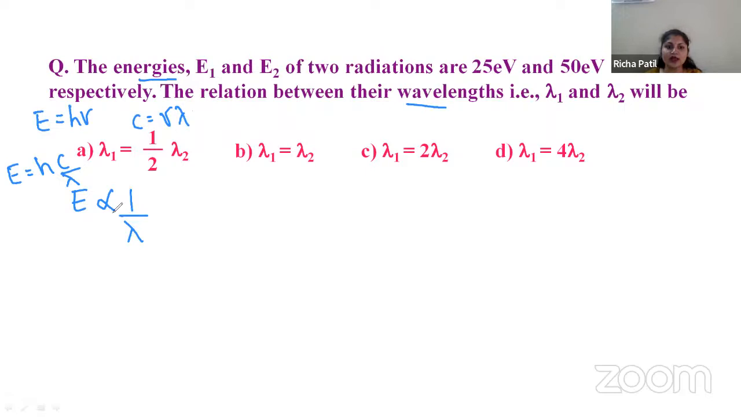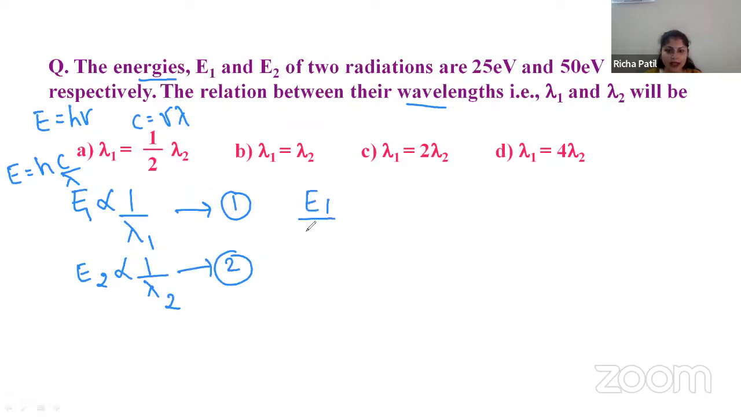So there are two energies now, E1 and lambda 1. So E1 and this is lambda 1. Then you give it as 1. Then second, E2 is inversely proportional to lambda 2. Now from 1 and 2, E1 by E2 is equal to, what will happen? This will go up, lambda 2, and this is lambda 1. So now what are the radiations? This is given as 25 and 50 electron volt.